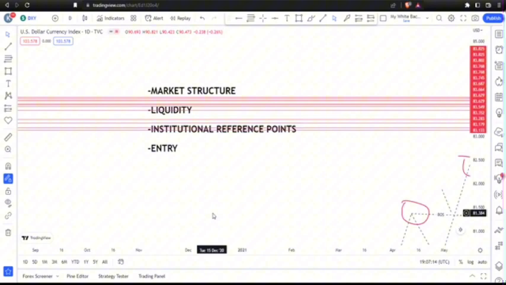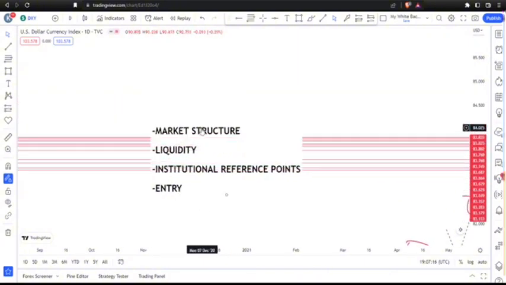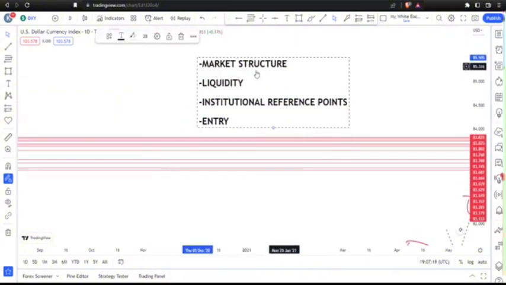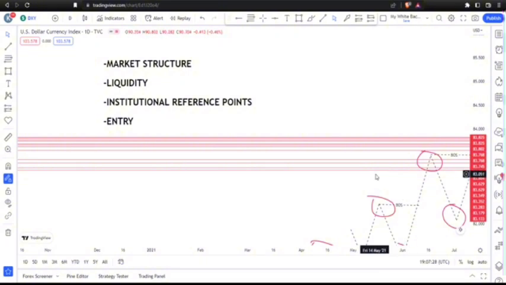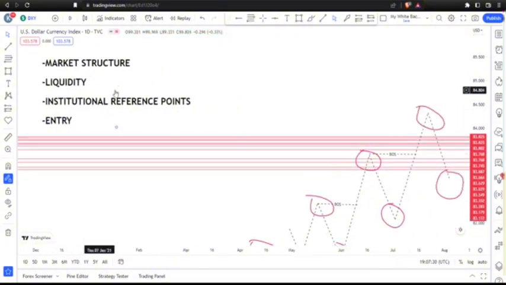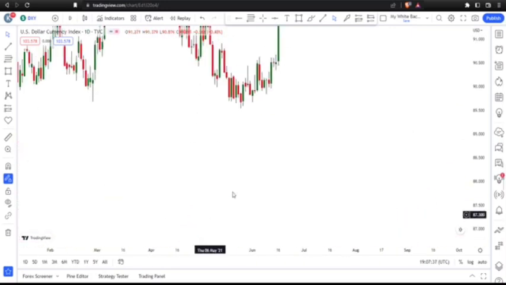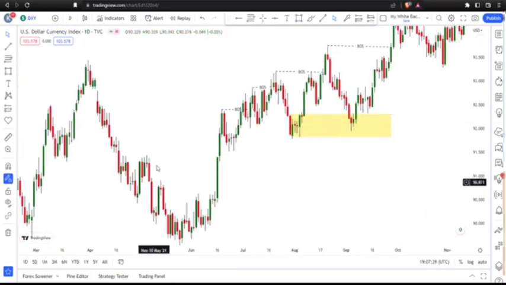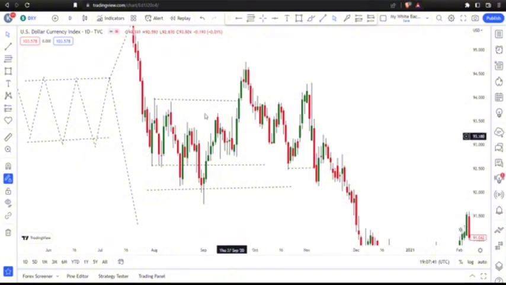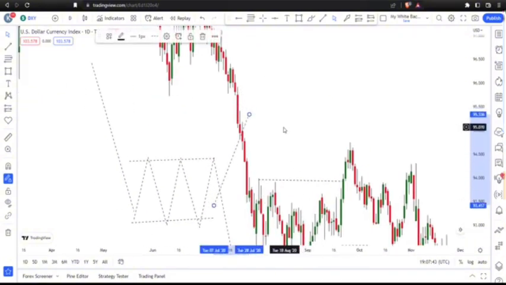Let me show you them again so you can see them. Let me just adjust it a bit. Market structure, where we have an uptrend with a break of structure or market shift, and then we have liquidity. As it breaks structure, it seeks liquidity above, okay, and then it comes back to an institutional reference point, either an order block or a fair value gap, and then you have entry from there. And I showed you an example as such. So this happens time and time and time again as you trade in the financial market.